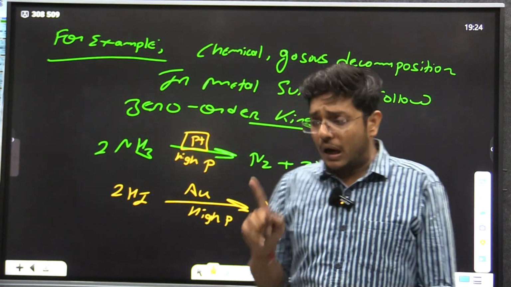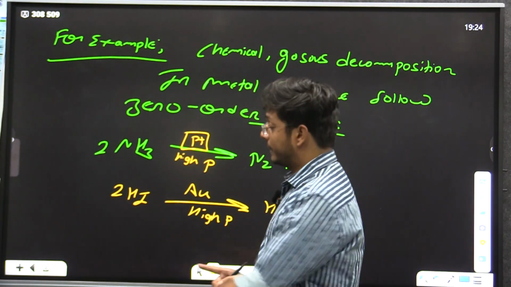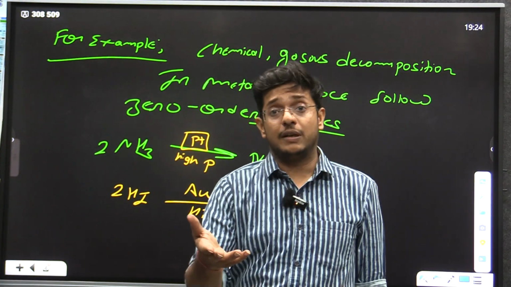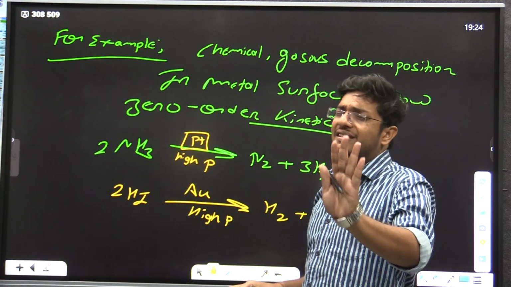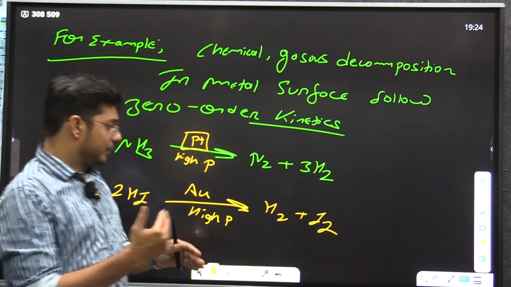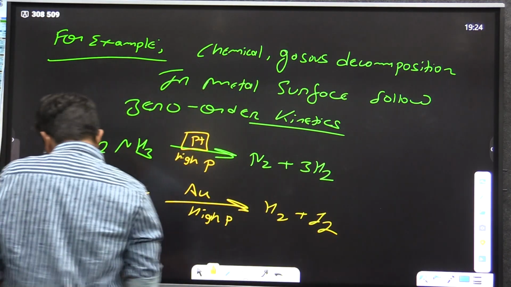Again, remember, order is always experimentally measured. This cannot be predicted by seeing the reaction. You can't say, sir, here is a 2, and then say that the order is second. No. The reaction is actually zero order. This is completely based on experimental data. I hope you are getting my point. So this is what zero order is.